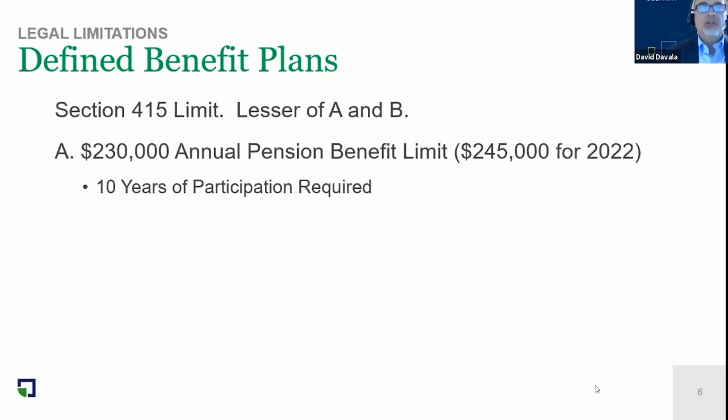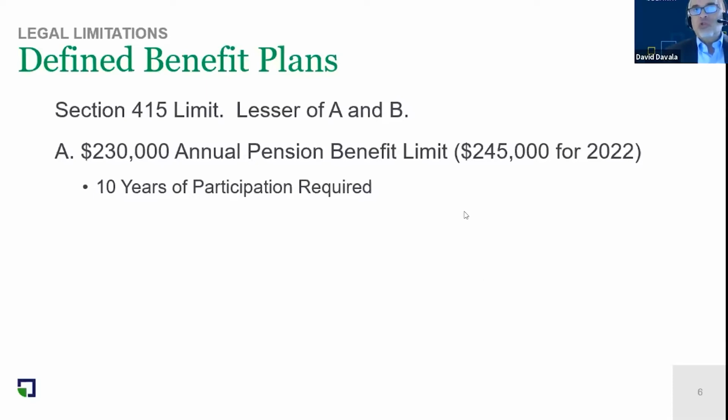The first one is the dollar limit. The annual dollar limit on an accrued benefit is $230,000 for 2021. This is indexed for inflation and increases to $245,000 for 2022. Now, this is the amount that can be paid for the life of the participant. So they can receive this amount each year, every year for life. That's what the limit is. That's what it is limiting.